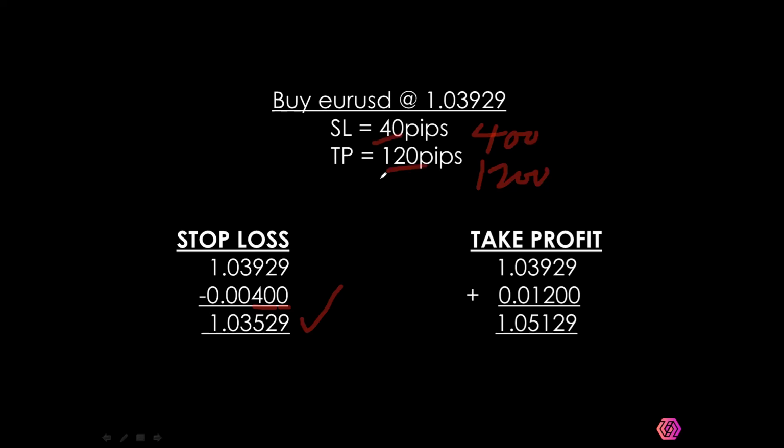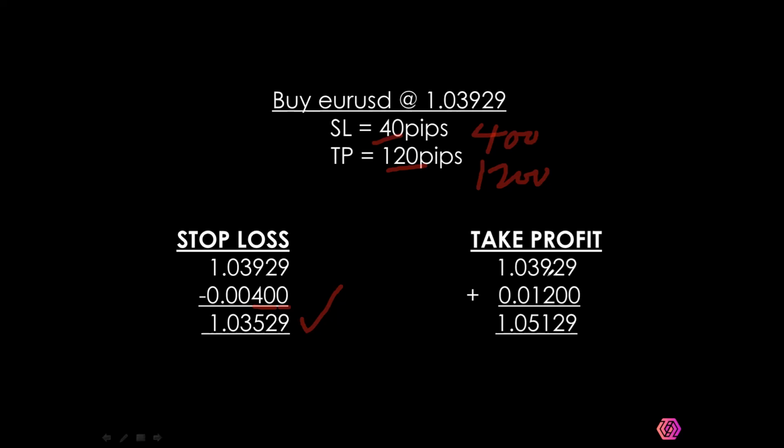Now, by the way, these values we're using are anyhow values. They are not values gotten from your analysis. It is your analysis that will determine the exact amount of stop loss and the exact amount of take profit to use. But this one, we're just picking them randomly and all.